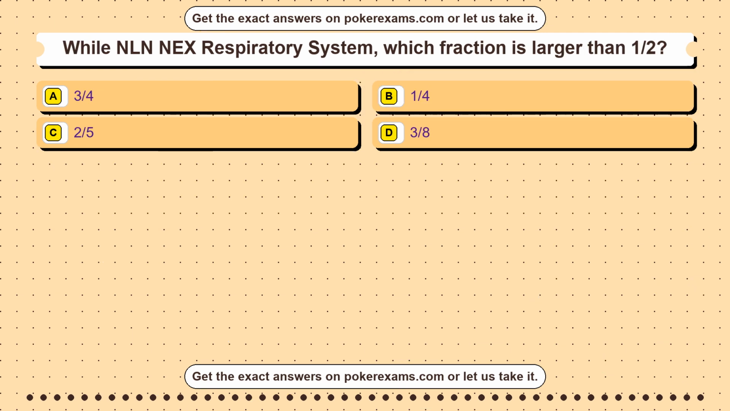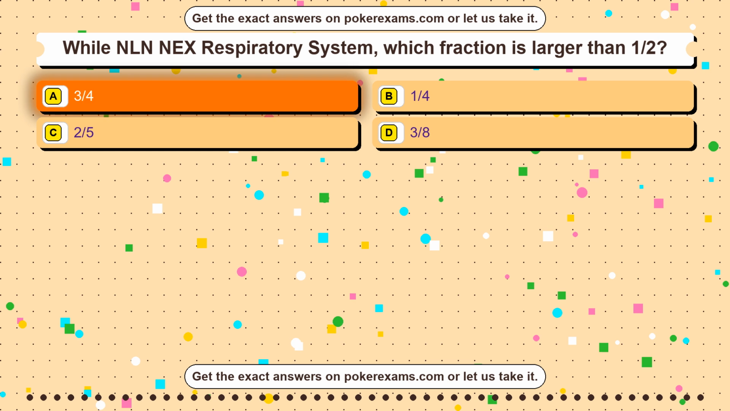Question 37. While GED reading comprehension practice, which number is the mode of 4, 6, 6, 7, 9? Option A, 4. Option B, 6. Option C, 7. Option D, 9. The correct answer is option A.